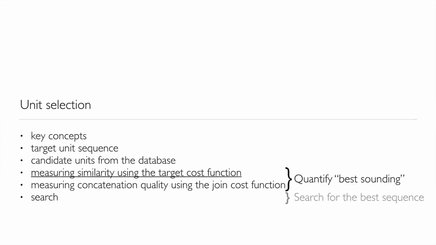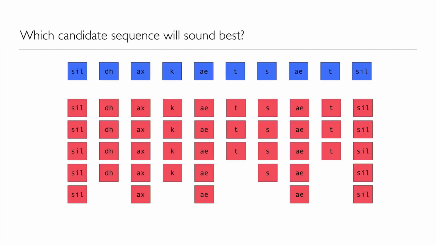We've retrieved from the database a number of possible candidate waveform fragments to use in each target position. So the task now is to choose amongst them. There are many, many possible sequences of candidates, even for this very small example here. Let's just pick one of them for illustration. And you can imagine how many more there are.